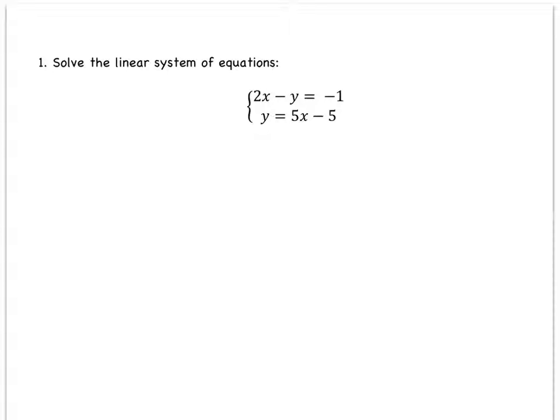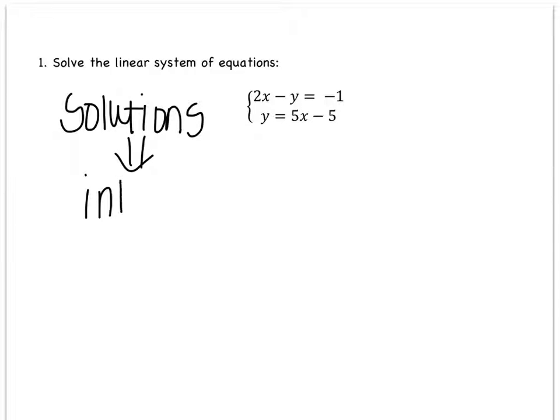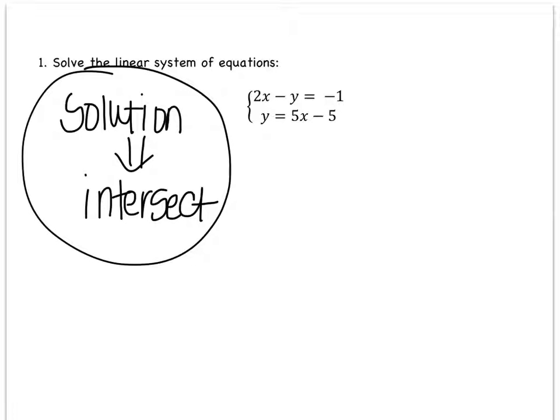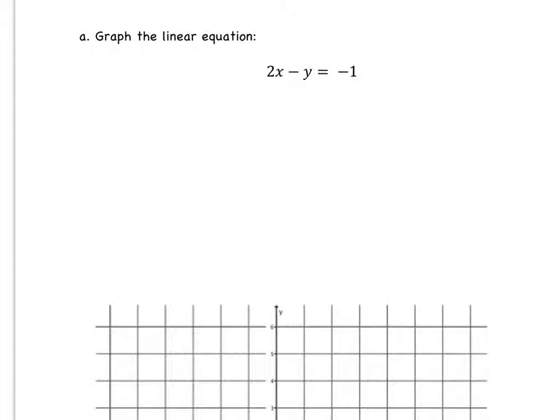When we solve this graphing today, remember, in order to find the solution is where the lines intersect. And that should say solution. So again, we're looking for the point where the lines intersect. So let's go ahead and get started. I broke it down in different steps for you today.